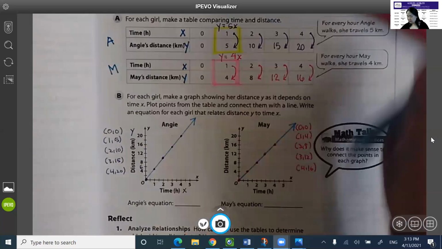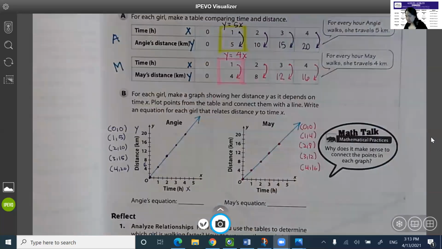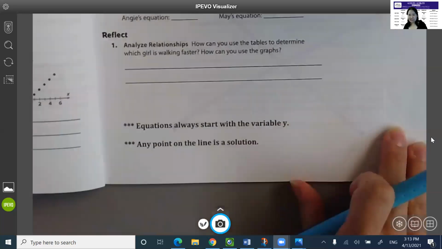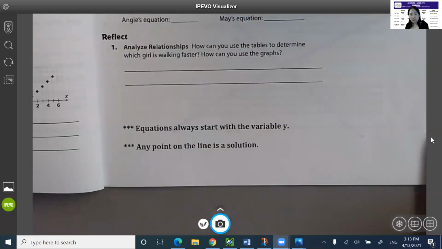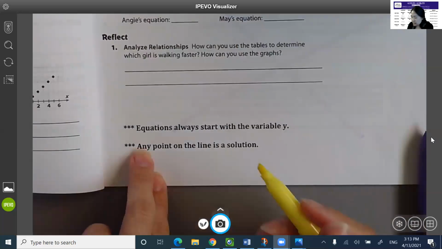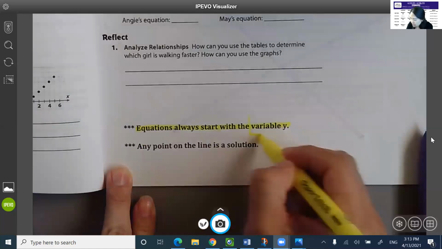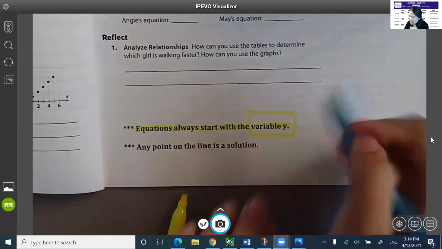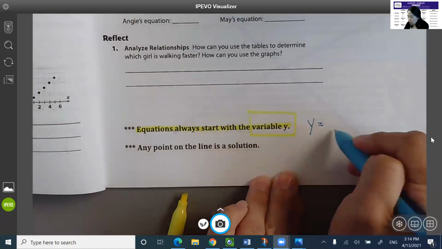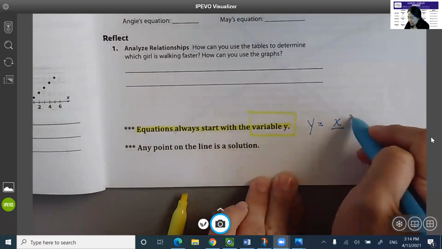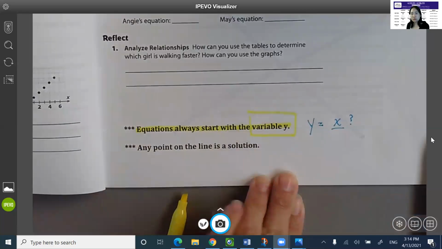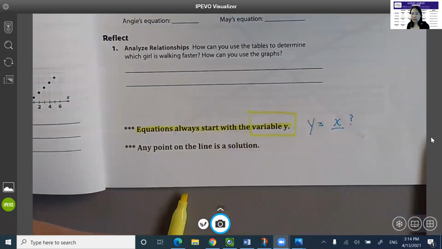So before that, I do want to talk about two important parts here. When you're writing an equation, it always starts with the variable y. So you want to say y equals, and then what do you do with x? Okay, are you multiplying x times a number? Are you adding x plus something? Are you subtracting? Are you dividing?